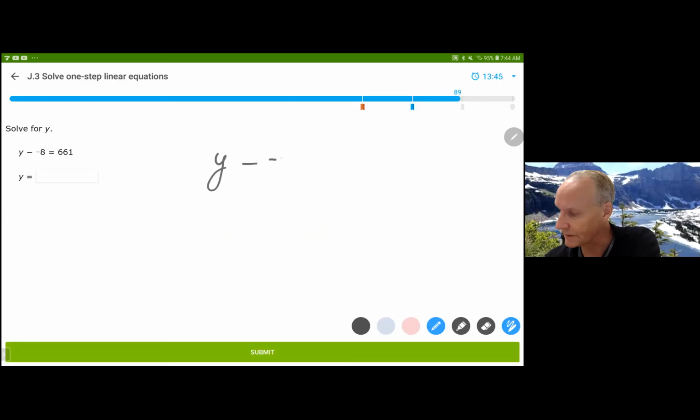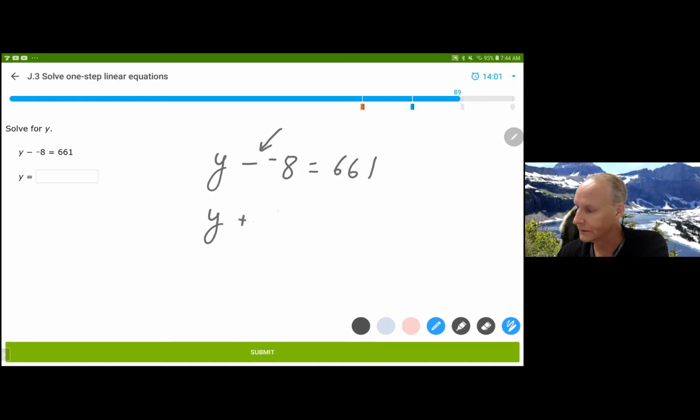y subtract -8 is equal to 661. This double negative says subtract a negative, which is the same as adding a positive. Hopefully you'll watch the video from the math video. What is the name of it? Can't remember anyway, he talks about this, and it's really good. Math Antics. So hopefully you'll watch the Math Antics video and really understand what's going on here. This double negative is really a positive, and this I have to subtract 8 in order to solve for y.